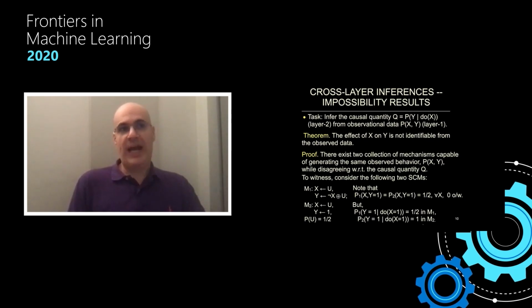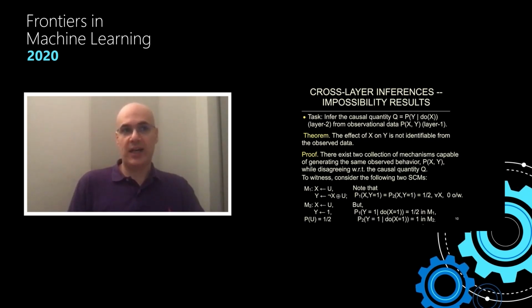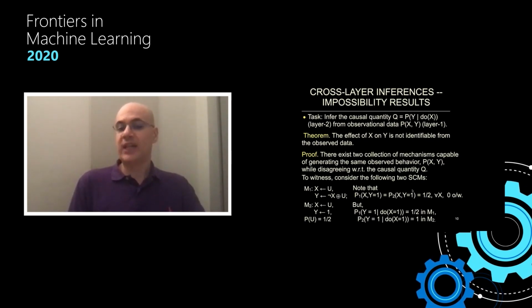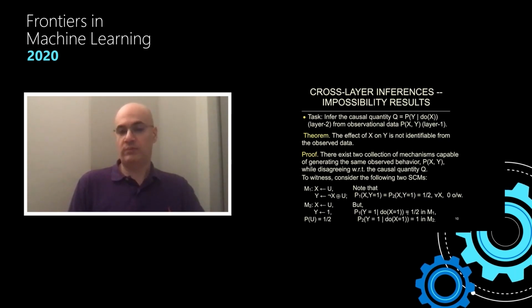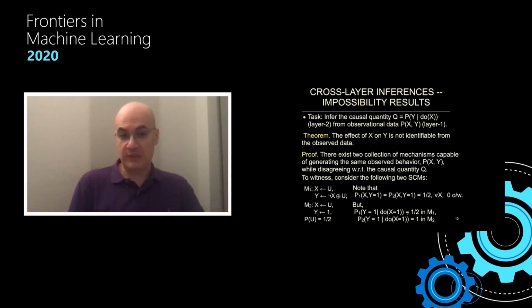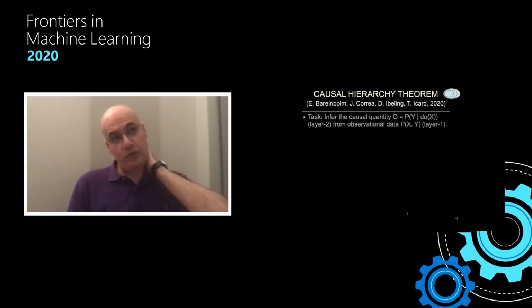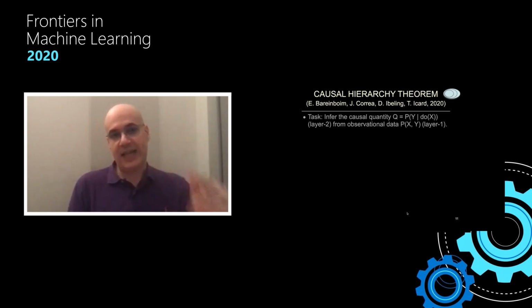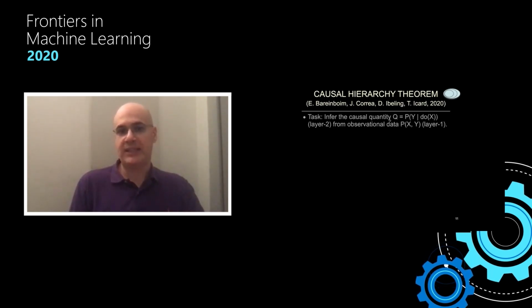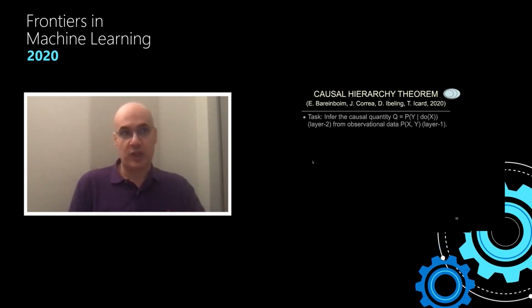In other words, layer 1 underdetermines what we can say about layer 2. There's not enough information there to move, and anyhow, that's the result. I would like to now make a broader statement or generalize this idea. Again, this is joint work with Correa, Ibeling, and Icard from the paper that I mentioned earlier.